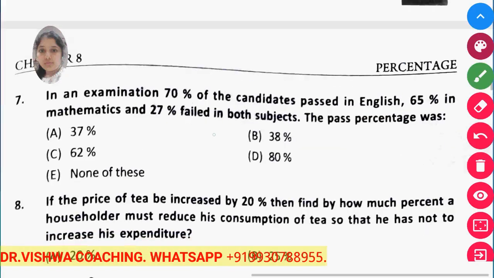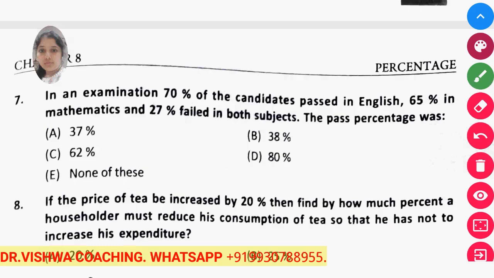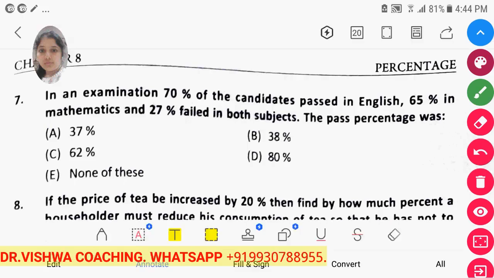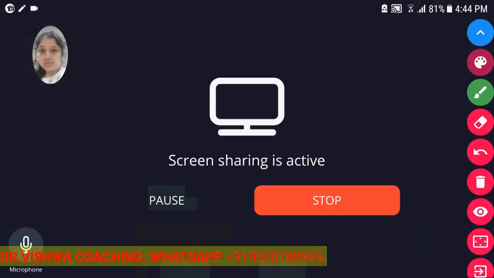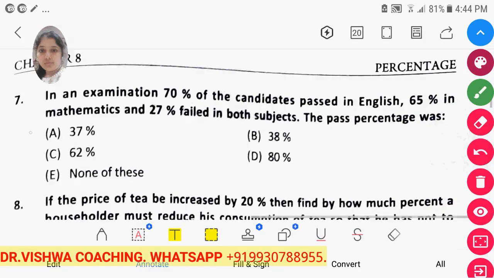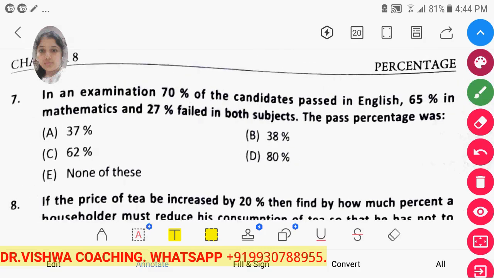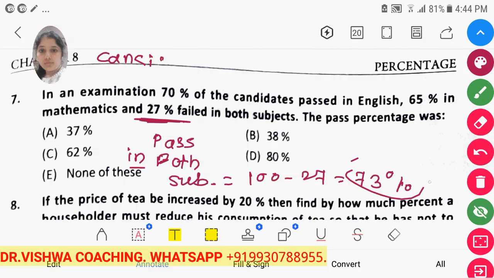Okay, so our next example is: in an examination, 70% of candidates passed in English, 65% passed in mathematics, and 27% failed in both subjects. Now see, the candidates who passed in both subjects will be 73%. Now how do we keep this equation, or how do we arrange this equation?